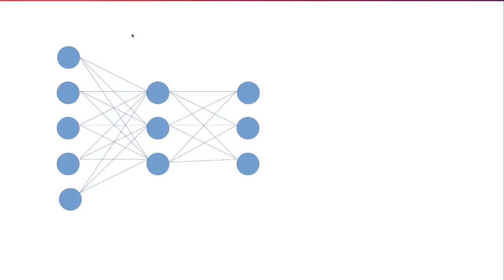So what's a neural network? PyTorch has a simple explanation that says that neural networks are a stack of layers and modules that perform operations on data. So let's take a look at this simple neural network. It has three layers: an input layer, a hidden layer, and an output layer.